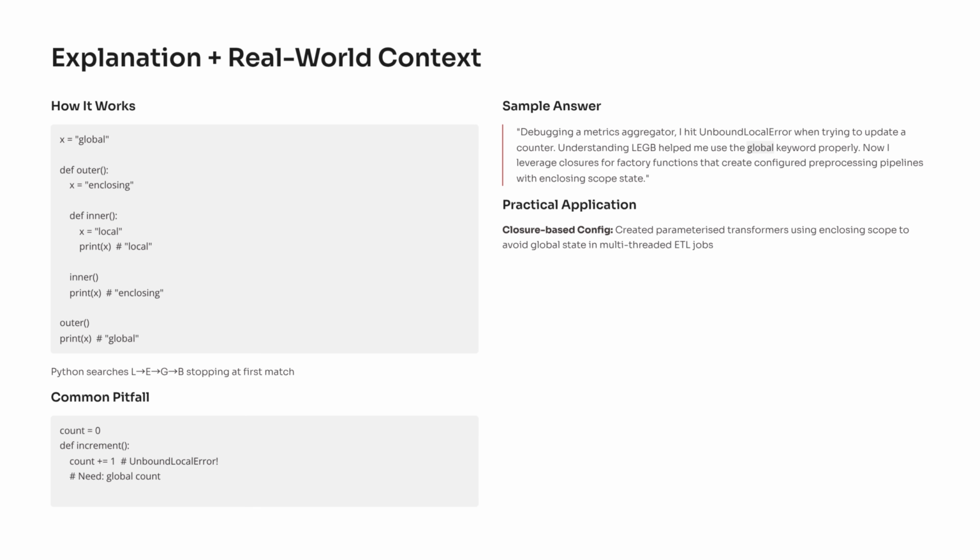So the next time something weird happens with your variables, remember this. Python always looks in this order: local, then enclosing, global, and last built-in, and it stops as soon as it finds a match.